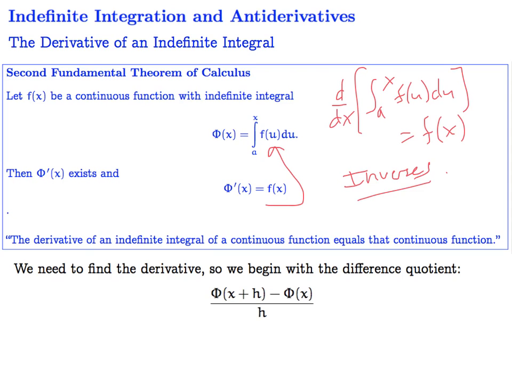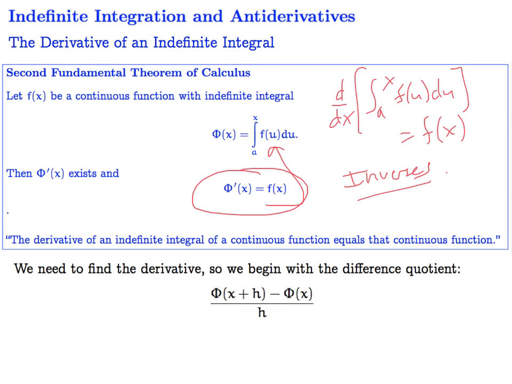So the big key to this theorem is this statement right here that says that the derivative of the indefinite integral equals f of x. That's what we want to prove. We need to find the derivative, so we have to begin by setting up our difference quotient. Our difference quotient will be phi of x plus h minus phi of x, all over h.